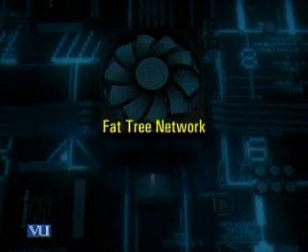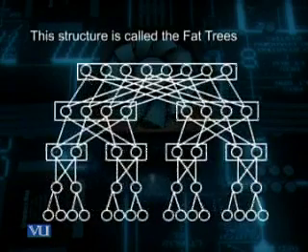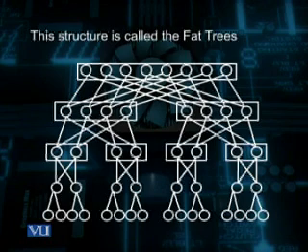bottleneck in the tree, another tree structure is proposed or used, which is known as the fat tree network. Here, this fat tree network avoids the bottleneck of the roots by facilitating multiple paths and by providing these paths between any two nodes, as you can see from this diagram.